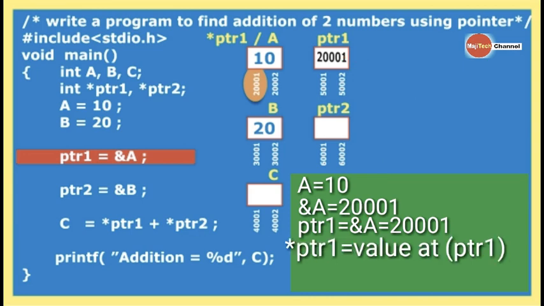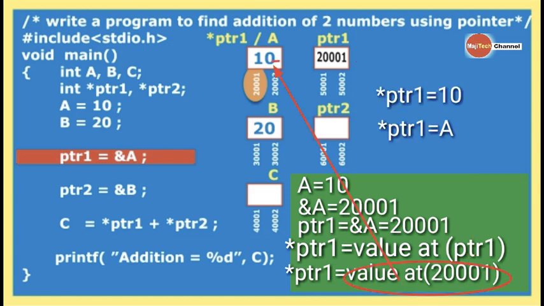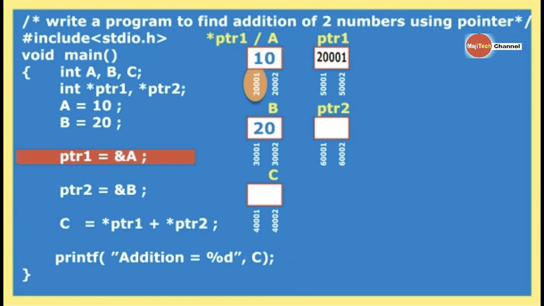Star ptr1, that is *ptr1, is equal to value at ptr1. *ptr1 is equal to value at 23001. *ptr1 is equal to 10. Hence, *ptr1 is equal to a. *ptr1 and a indicate the value of the same memory location, that is 10. Similarly, the address of b, that is 3001, is copied to pointer variable ptr2. Hence, *ptr2 and b indicate the value of the same memory location, that is 20.